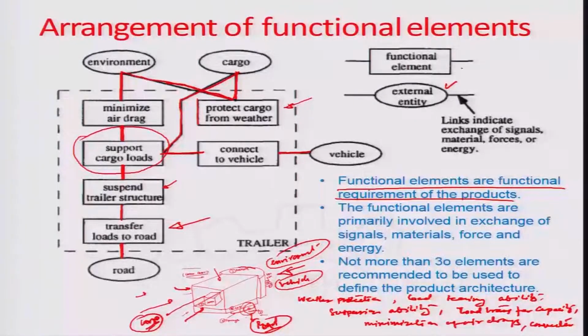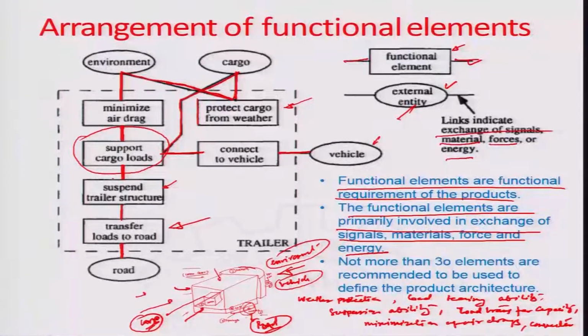There are two different notations used here. One is for the external entity, which are the circular notations, and the rectangular notations are for functional elements. Okay. And the lines here are basically the signals or the links which would indicate the exchange of signals. Okay. Not only exchange of signals, but exchange even of materials, of forces, of energy in a way, so that you can do the interconnects, and the functional elements are primarily involved in exchange of these signals, materials, forces and energies through these straight lines, as has been already defined.